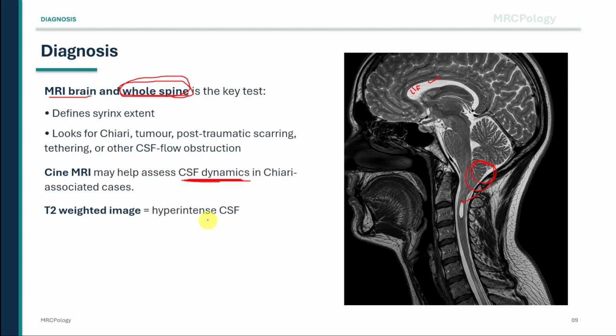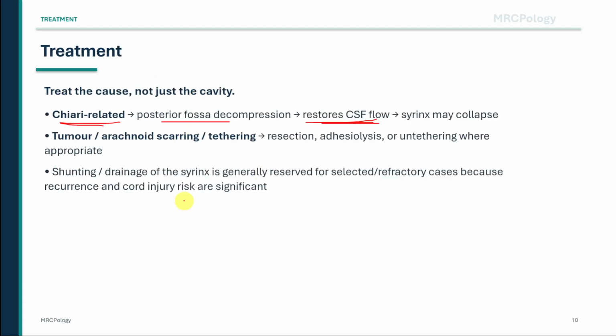For MRCP purposes, the first line and most important imaging message remains: MRI, brain, and whole spine is the key investigation. Now let us discuss management. The principle is simple. Treat the cause, not just the cavity. The syrinx is the consequence of disturbed cerebrospinal fluid dynamics or another structural problem. So simply draining the cavity without correcting the underlying cause may not solve the problem and may carry risk.